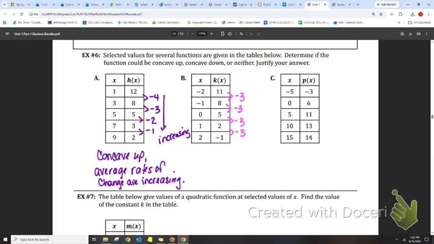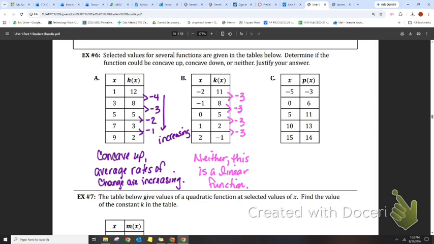What does it mean when first differences are all the same? Remember, that means it's linear. Does a linear function have concavity? Does it look like a cup or look like a frown? It does not. So therefore, this one would be neither. And why is it neither? Well, because the average rates of change are equal. The first differences are the same. This is a linear function. And remember, a linear function is not going to be concave up or down.